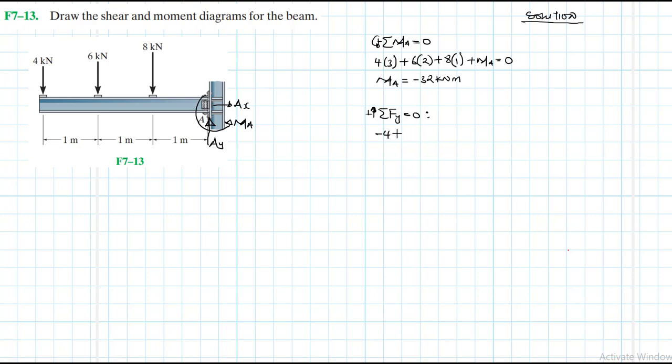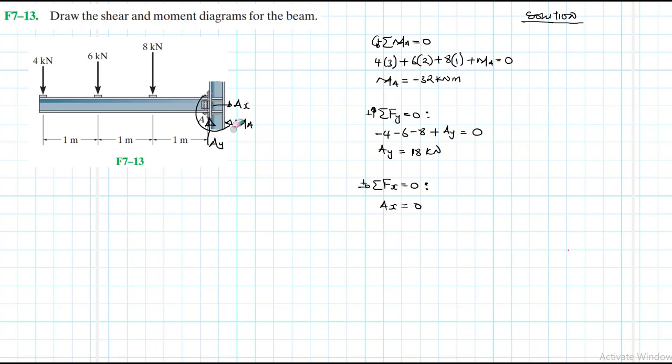We have minus 4, minus 6, minus 8 plus Ay equal to 0. Therefore, our Ay is just going to be equal to plus 18, right? Of course, minus 4 minus 6 minus 8. And then summation of forces in the x direction equal to 0. What do we have? Of course, Ax is just going to be equal to 0.